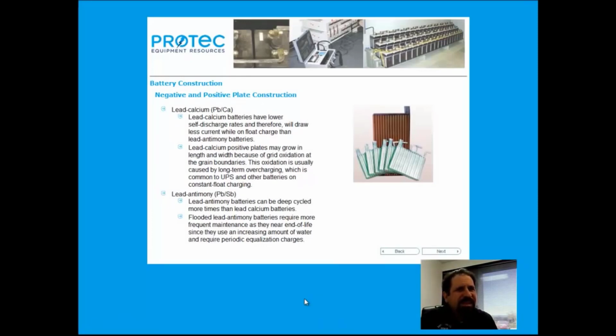Lead calcium batteries have lower self-discharge rates and therefore will draw less current while on float charge than lead antimony batteries. Lead calcium positive plates may grow in length and width because of grid oxidation at the grain boundaries. The oxidation is usually caused by long-term overcharging, which is common for UPS or other batteries on a constant float charge. Lead antimony batteries can be deep cycled more times than lead calcium batteries. Flooded lead antimony batteries require more frequent maintenance as they near their end of life, since they use an increasing amount of water and require periodic equalization charges.